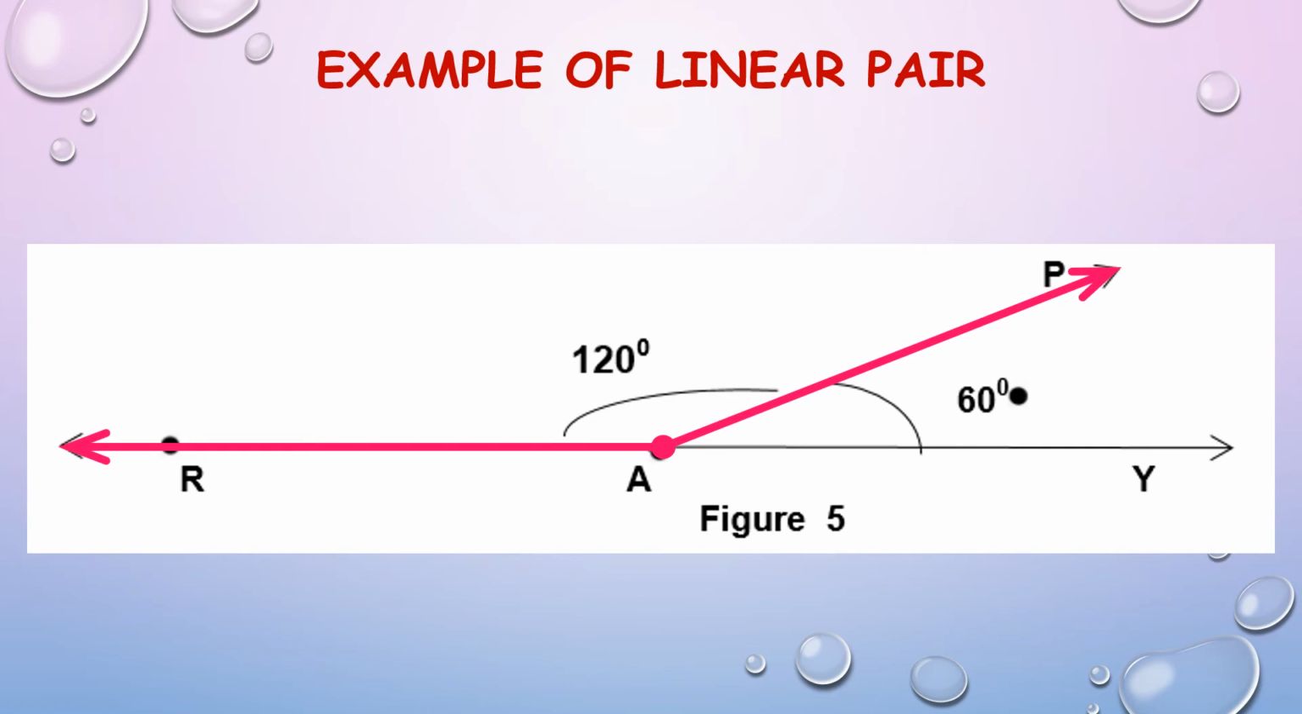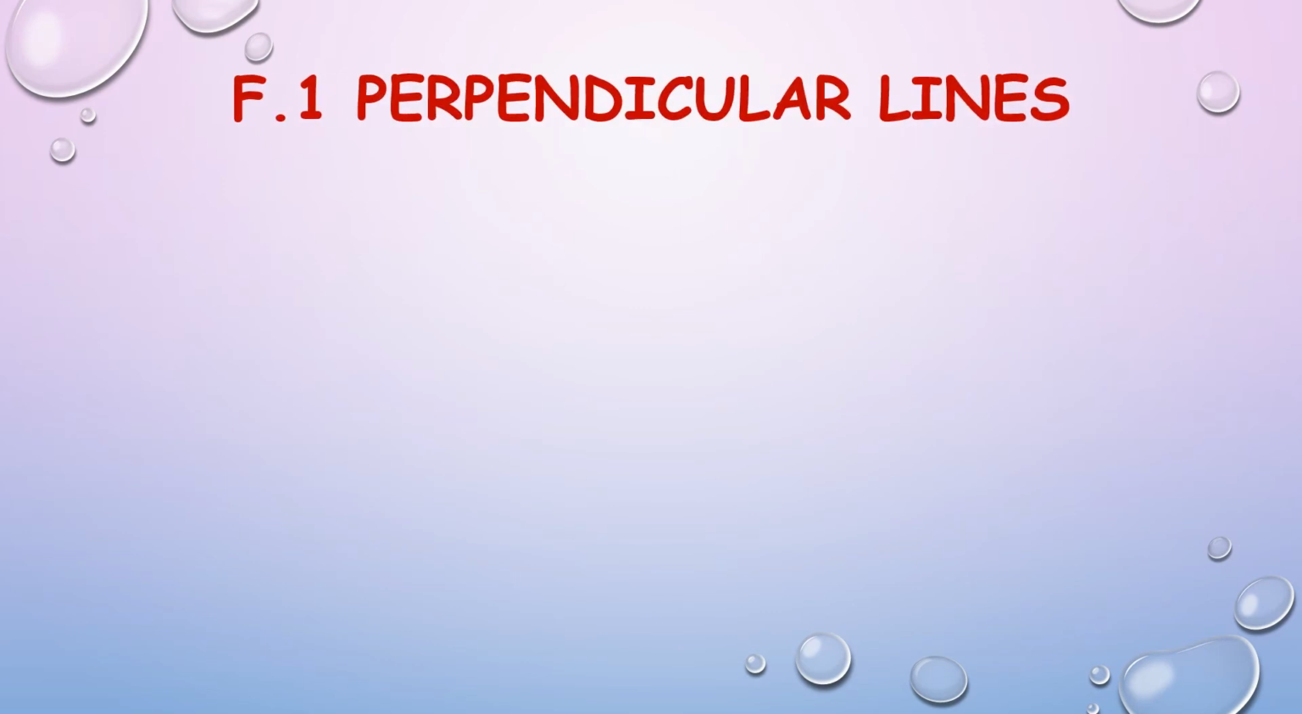So in this figure, angle RAP and angle PAY are supplementary angles since the sum of their angles is 180. So that is 120 degrees plus 60 degrees is 180 degrees. So the two angles form a linear pair because they are adjacent and ray AR and ray AY are opposite rays. So remember, if two angles form a linear pair, then they are supplementary and adjacent. Supplementary and adjacent. That's what we should always remember.